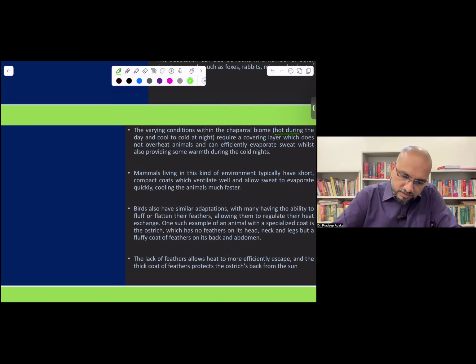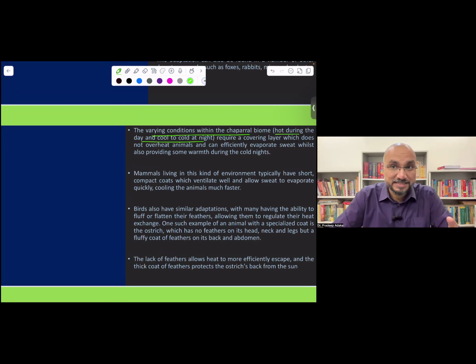Now, coming back to this. So varying conditions within the chaparral biome: the summers are dry and hot, winters are mild and wet. During the daytime it is hot, and during the nighttime it is cold. So these animals require a body covering which can keep the animal cool during the daytime, and which can also hold heat during the night time.